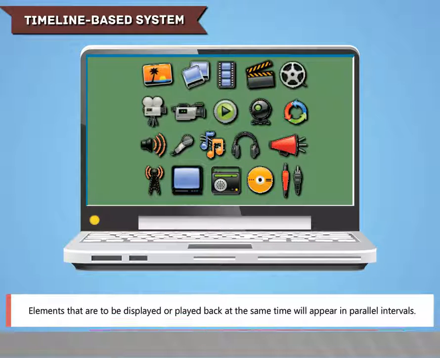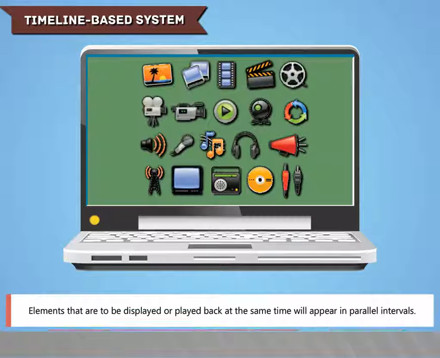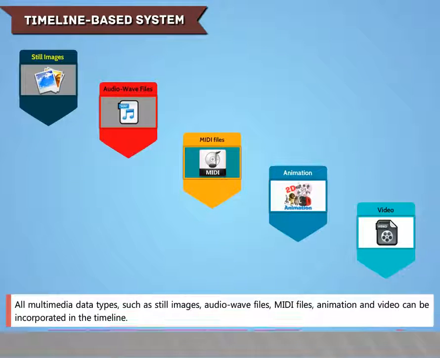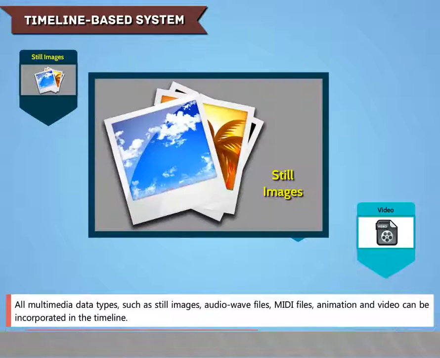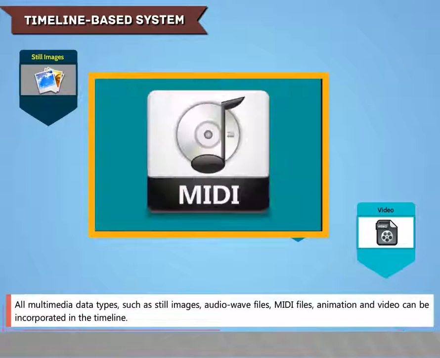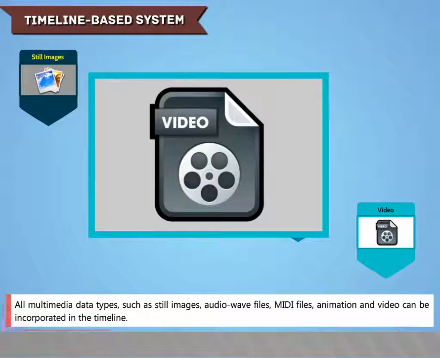4. Elements that are to be displayed or played back at the same time will appear in parallel intervals. 5. All multimedia data types such as still images, audio wave files, MIDI files, animation and video can be incorporated in the timeline.